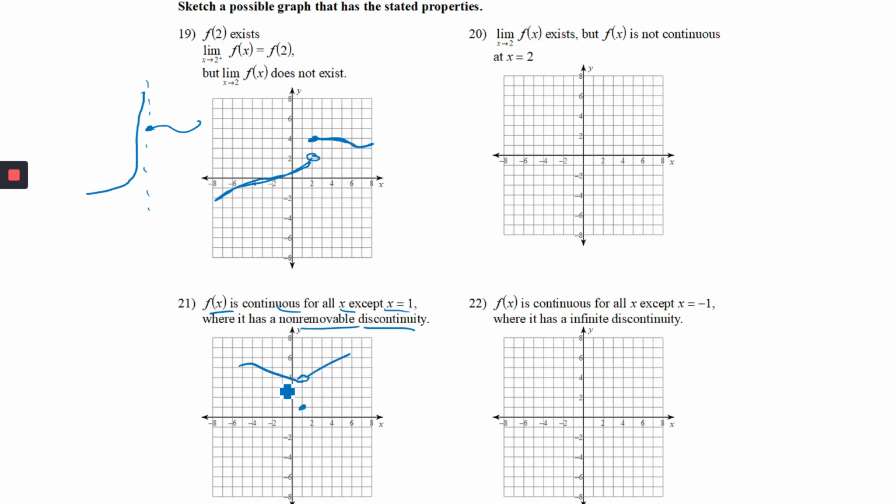So there is a function that's continuous everywhere except at x equals 1, where it says non-removable. Hold on, we got to fix that. It has a non-removable discontinuity. I made a removable discontinuity, so we got to change that. So there is a non-removable discontinuity at x equals 1. So it could be a jump, it could be an asymptote. So I have to pay attention there to the prefix non.